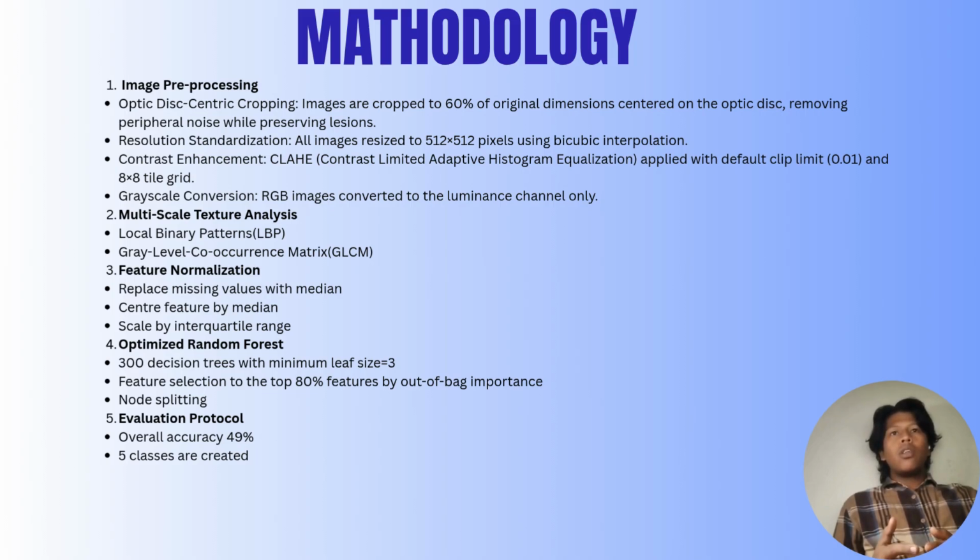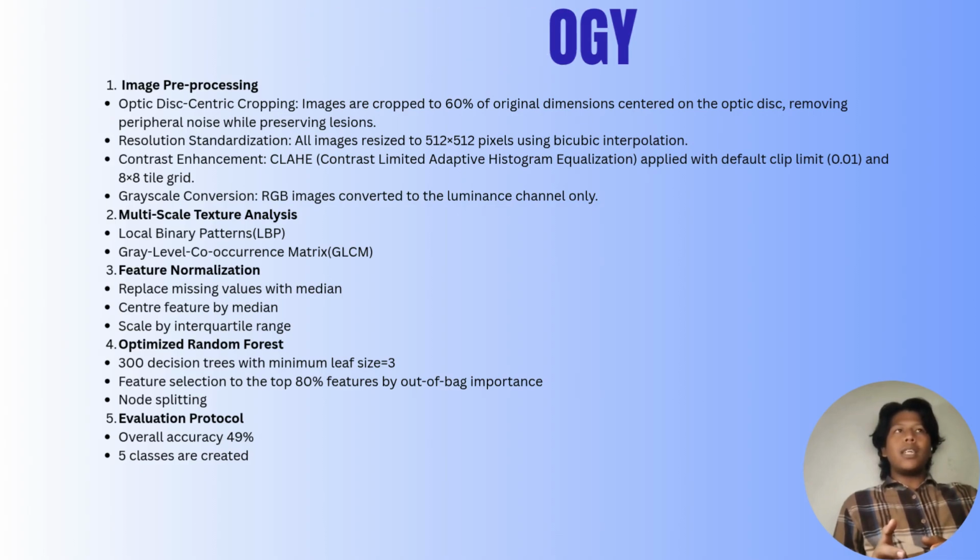And the fourth methodology is optimized random forest. We use 300 decision trees with minimum leaf size of 3. Feature selection is 80% out-of-bag importance, and we will use node splitting. The fifth one is evaluation protocol. Our overall accuracy is 48.5 to 49%, and we have 5 classes.